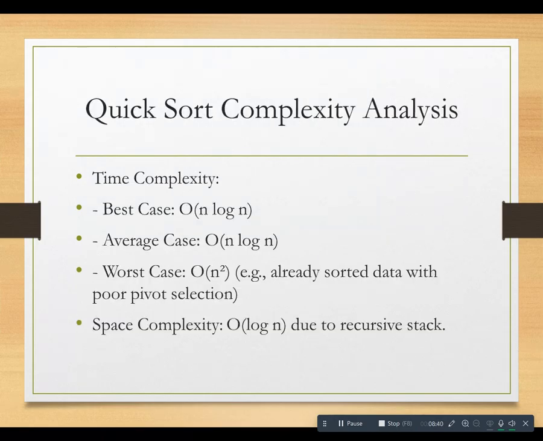Quick sort's complexity analysis: best case is O(n log n), average case is O(n log n). So this is ideal for sorting large data sets. Worst case is O(n²). O(n²) means it is sorting an array several times, so it is subdividing the array and sorting it several times, so it is the worst case. And space complexity is O(log n).